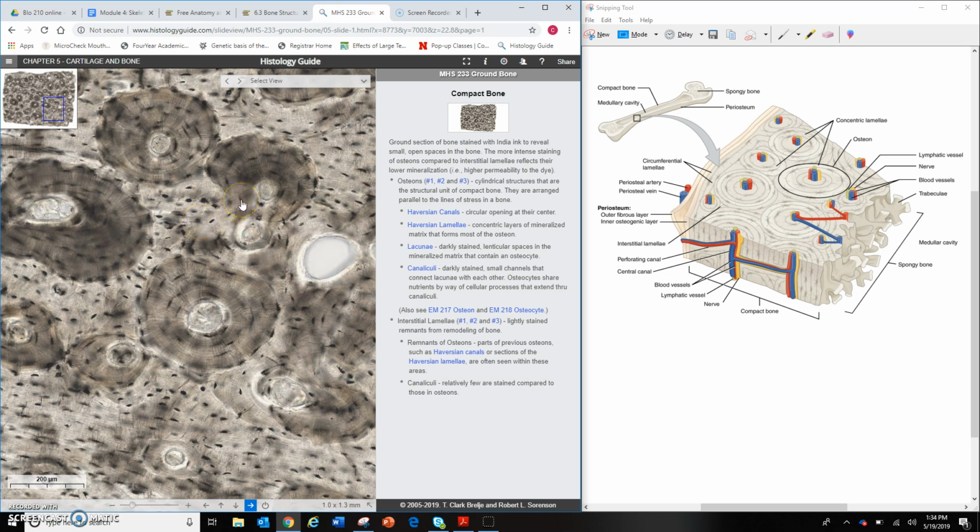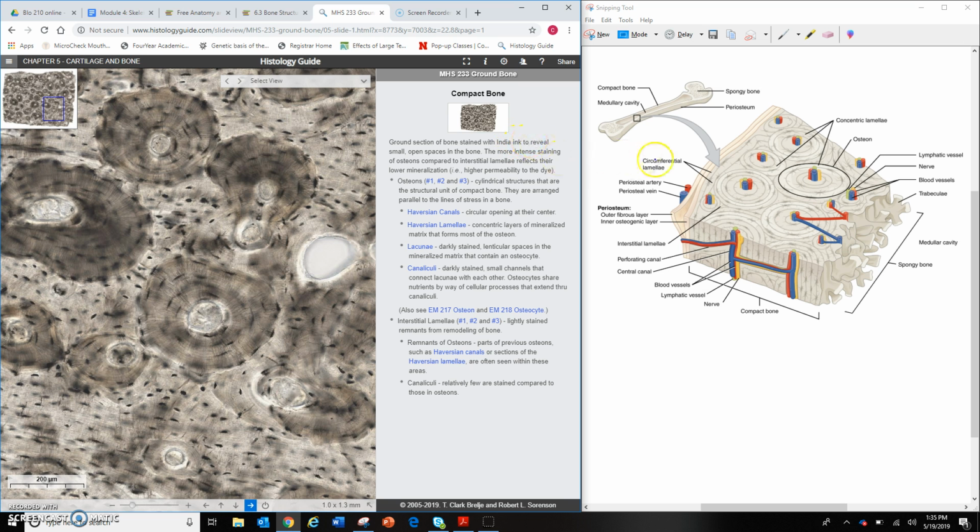These osteons are laid down in these ring-like structures, kind of like rings as a tree grows. This is the pattern that develops as bone is mineralized, as it grows and develops. And these are called lamellae. So you can see in each osteon several of these lamellae forming these ring-like structures.